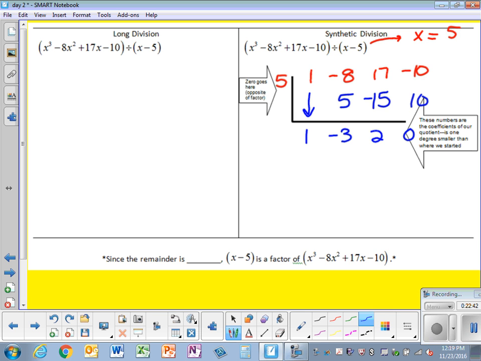0. But if you just tell me this, you didn't finish. You did divide it using synthetic division, but this doesn't tell me what you got as your other factor, right?